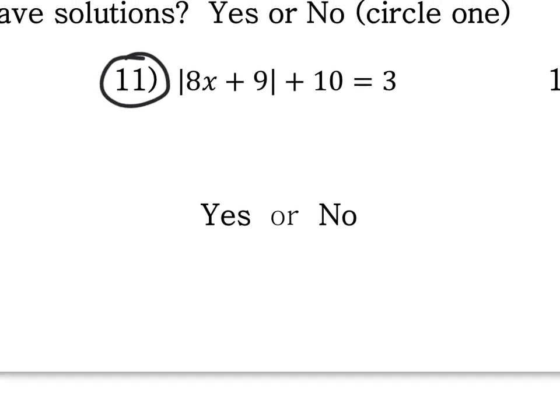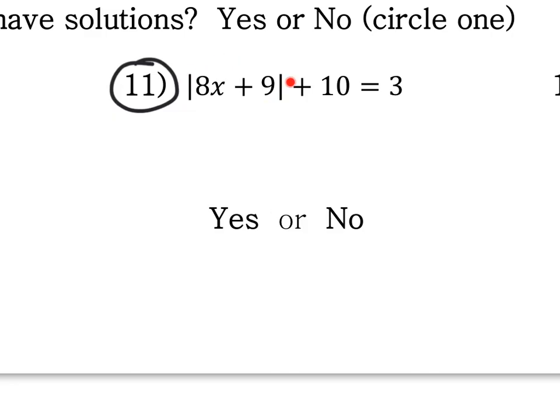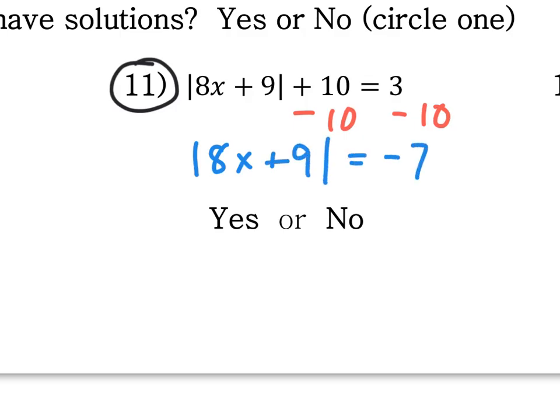Let's do number 11. So we need to get the absolute value piece by itself. That's going to require that we start by subtracting 10 from both sides, which leaves us with the absolute value of 8x plus 9 equals negative 7. And this is what I mean by the absolute value function equaling a negative number. Everything on the left is inside our absolute value brackets, so there's nothing else we can do besides try to get rid of those. But what's on the right is a negative number, and you can never have an absolute value equal a negative number. So the answer here is no, this equation does not have a solution.